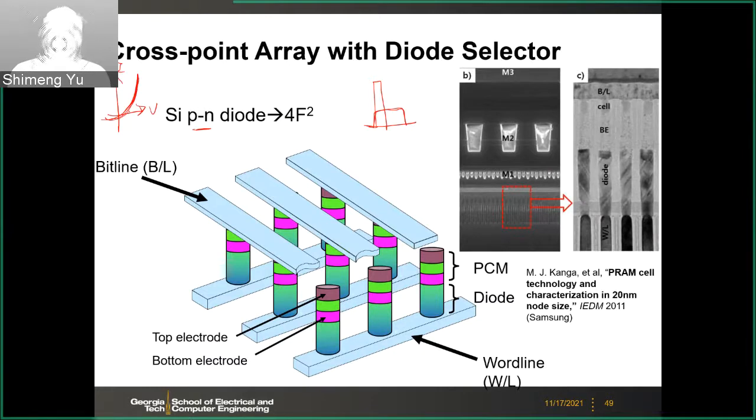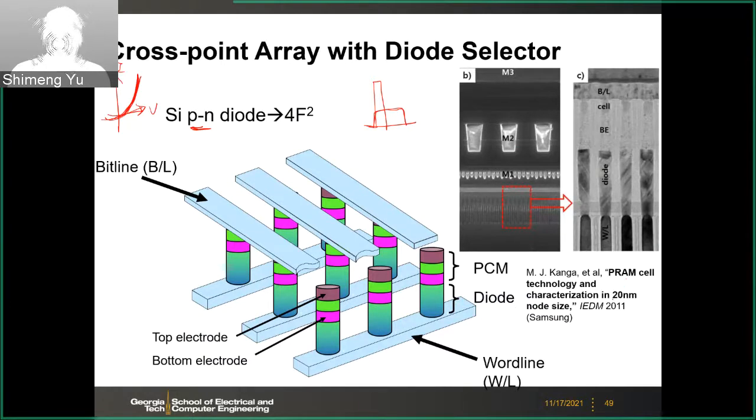You just need to have the positive side. Therefore, you can use a silicon PN diode as the selector. This is unique in phase change because it only requires positive voltage to set and reset. It's the same polarity of the voltage, but different amplitude. So we can use a silicon selector, and in this case, phase change memory plus the PN junction.